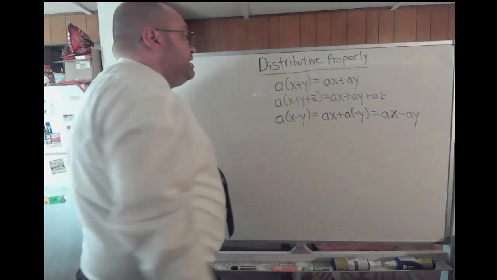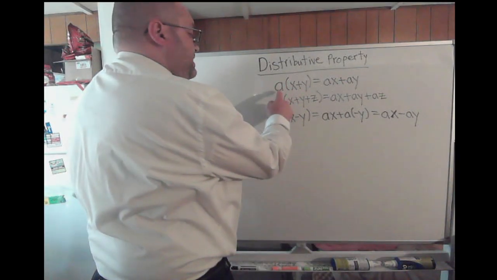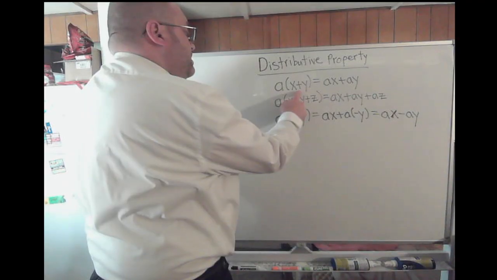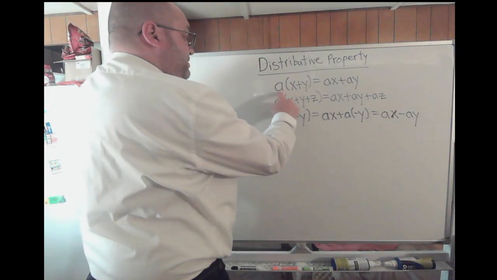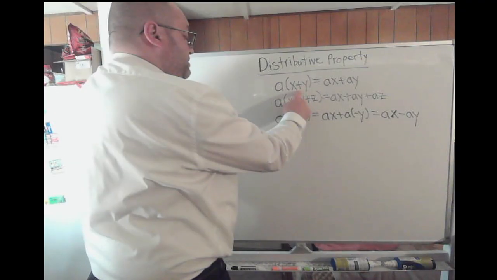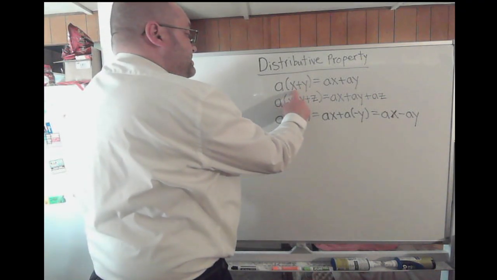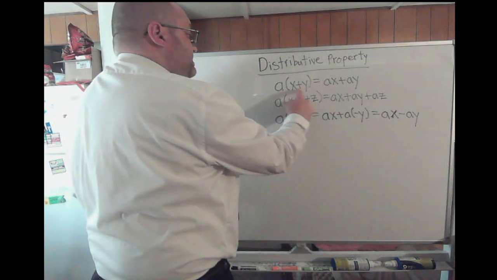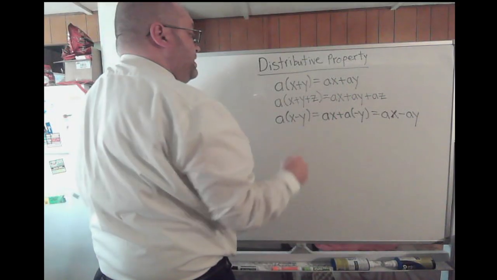So we have any random constant a times the quantity of x plus y. The reason this is called a distributive property is because you distribute that a through the quantity of x plus y. What you do is you take that constant times x, so you'll get ax, plus that constant times y, and you'll get ay. So you'll get ax plus ay.